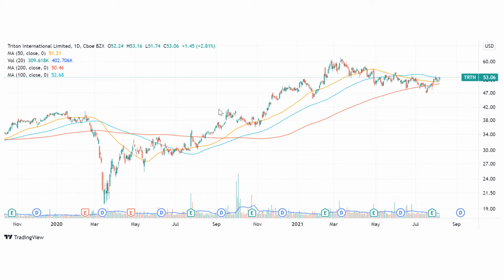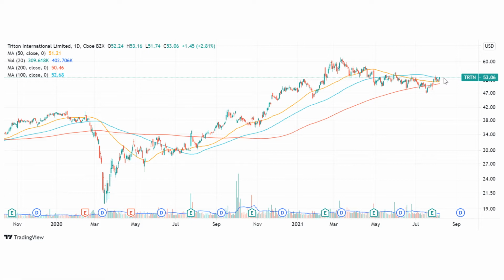So now let's dive into the daily chart and take a look at the moving averages. We can see that the price now closed above all the major moving averages. So this is also a very bullish sign.